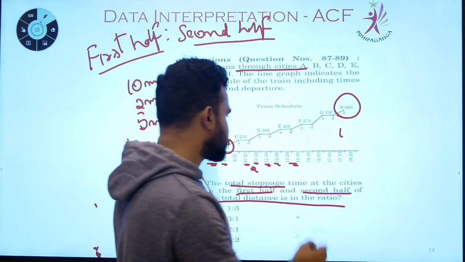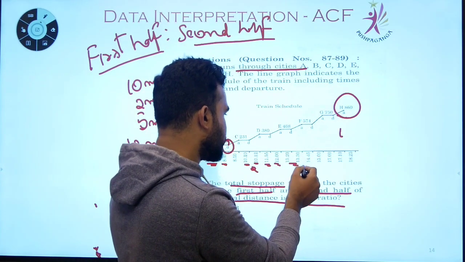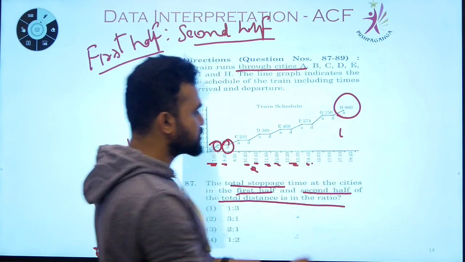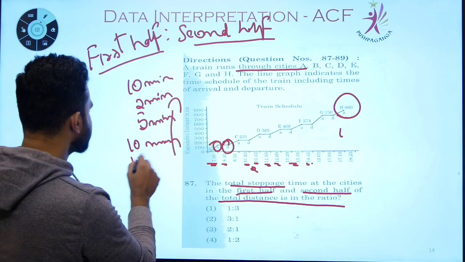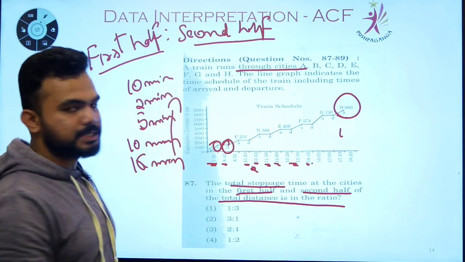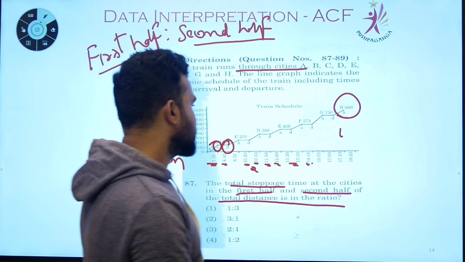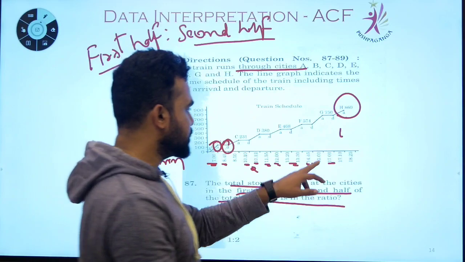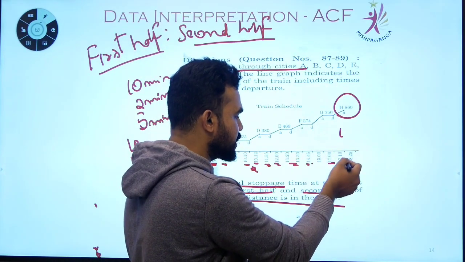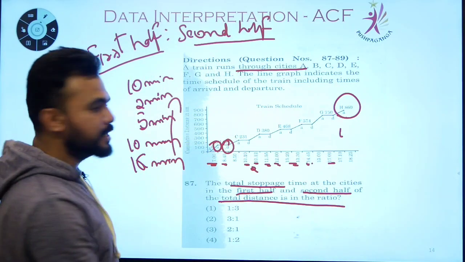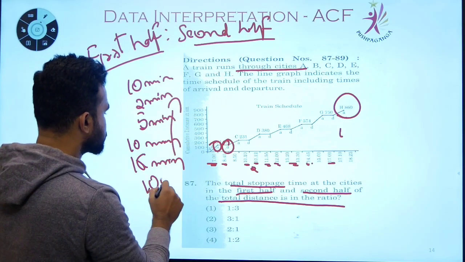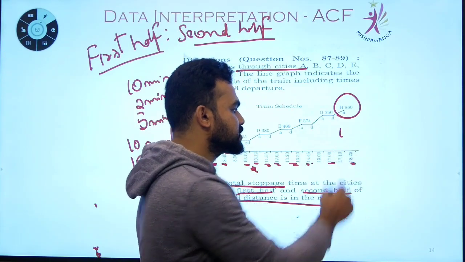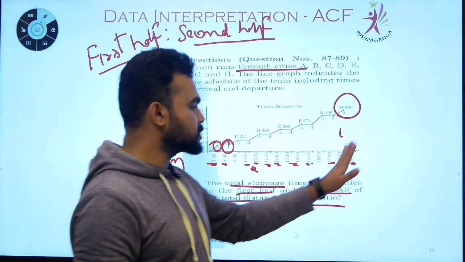And again, go with the next. So it reaches another station at 14:45 and it departs at 15. So the difference is 15 minutes. That is, the stoppage time is 15 minutes. And then it reaches station G at 5 o'clock, that is 17 hours, and leaves at 17:10. So that is nothing but the stoppage is 10 minutes. And finally it reaches the H station at 18 hours 25 minutes.